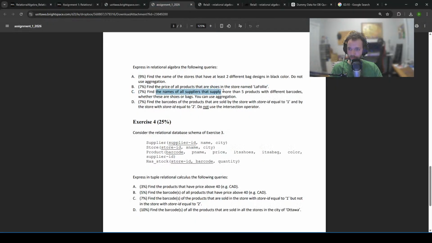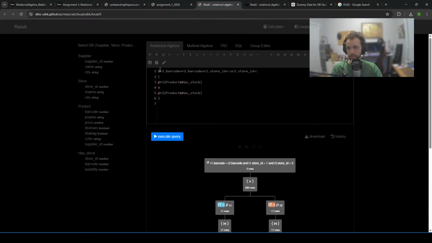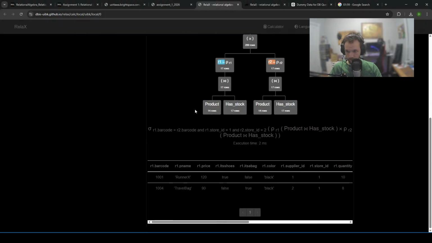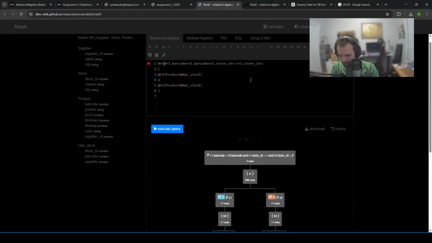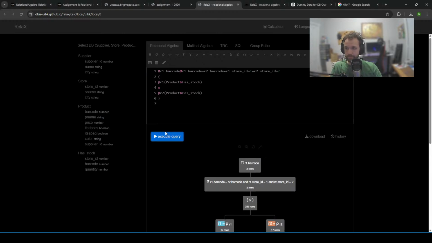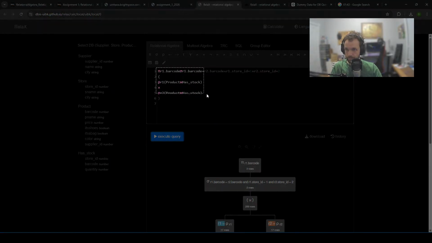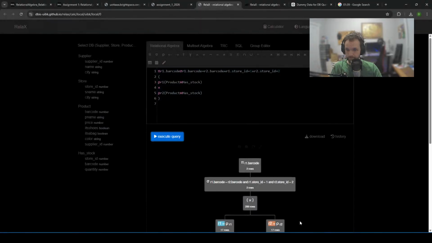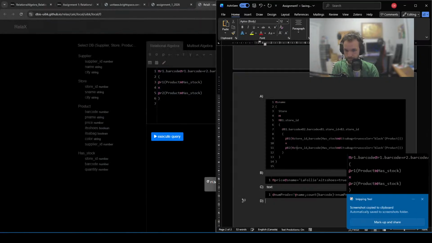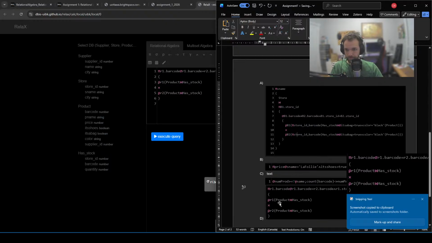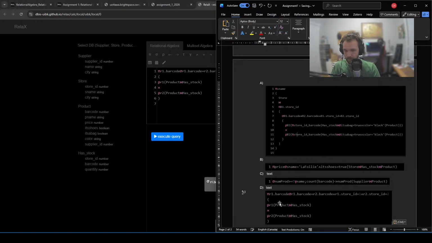Find the barcodes of products that are sold by the store IDs. Okay, so then I just gotta select for barcodes. And we'll do R1.barcode, because it should be the same with R1 and R2.barcode. Yep, R1.barcode. Mint. Sweet. I hate that so much. Boom.